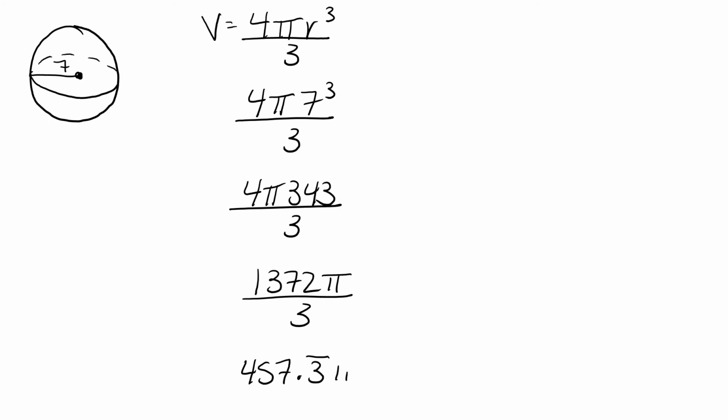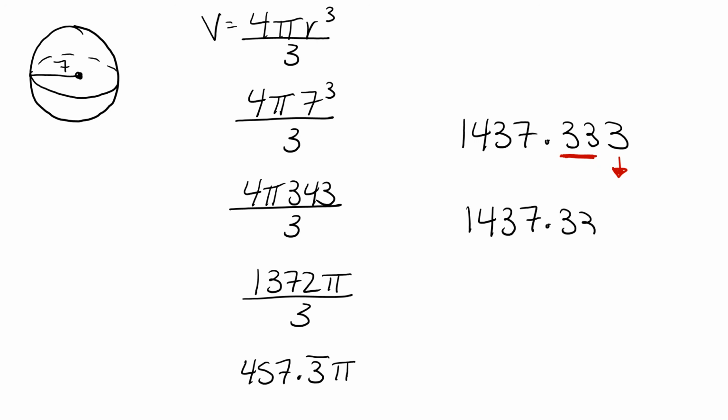457.3 repeating. Remember, do not clear out your calculator. Leave the repeating 3 in the calculator and hit times the pi value, 22 over 7. We end up with 1437.3 repeating. And because the directions tell us to round to the hundredths place, the 33 is in the hundredths place, and the 3 tells us to round down. When we round down, the 33 stays 33. So 1437.33 is our final answer.